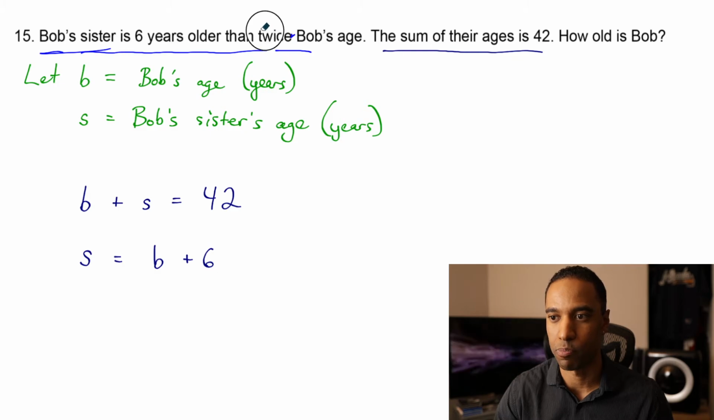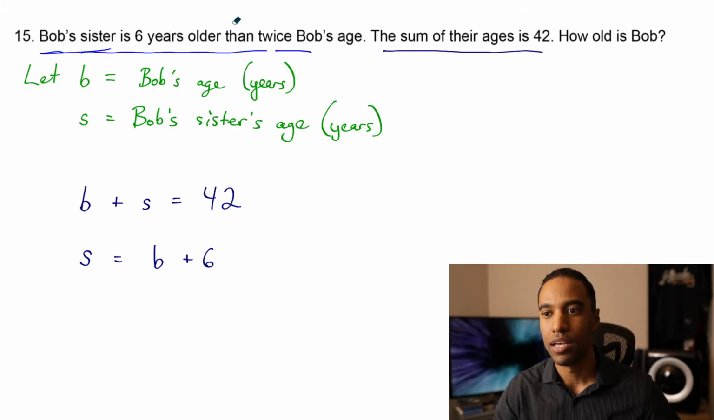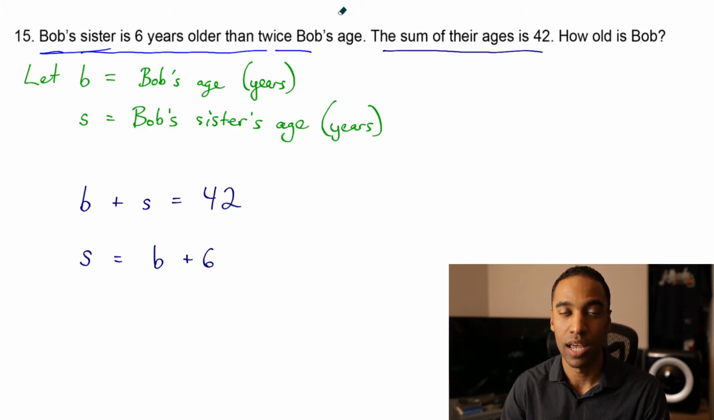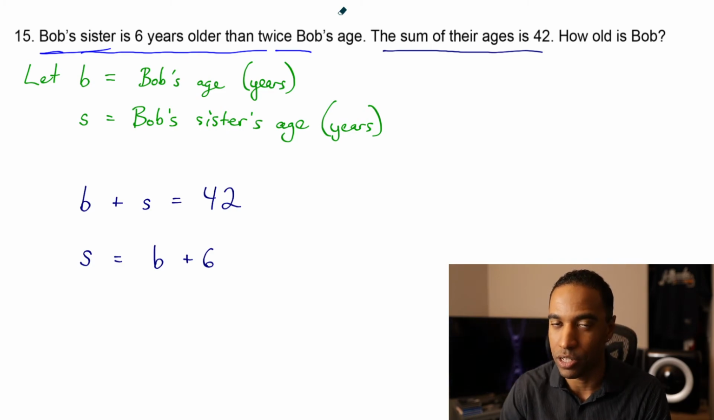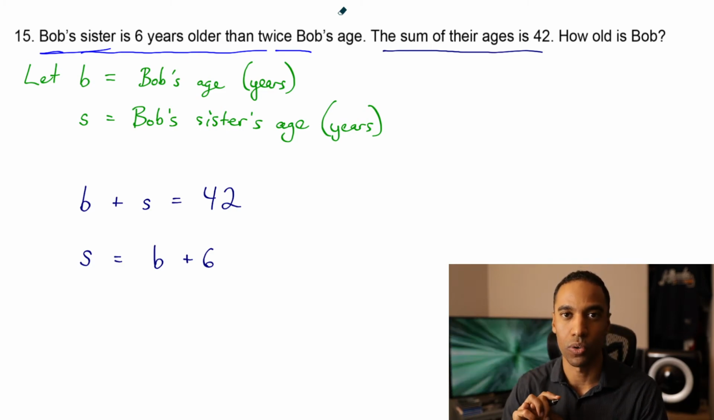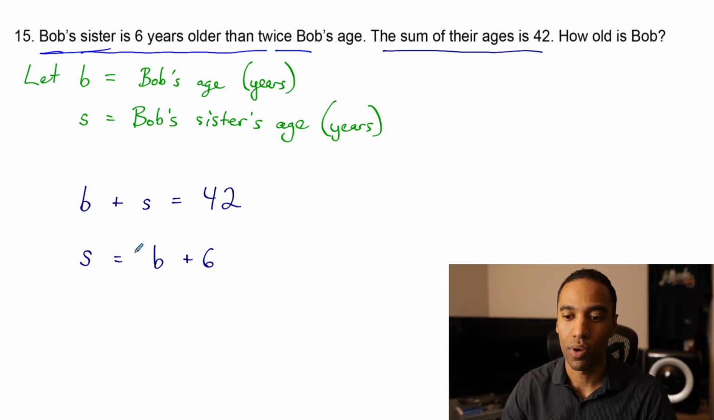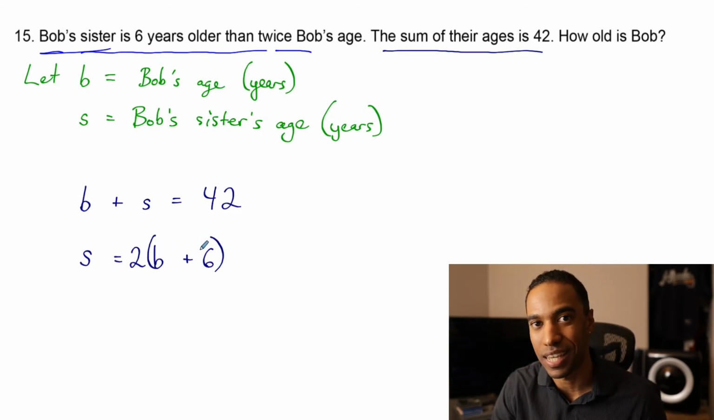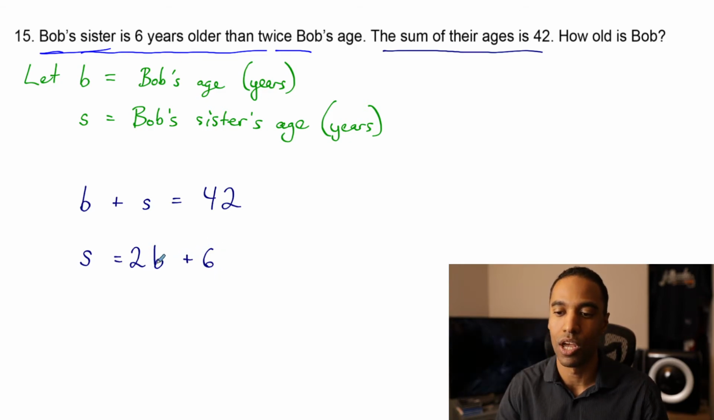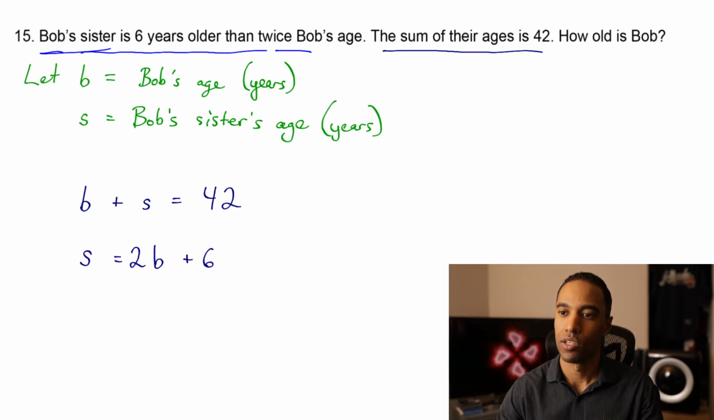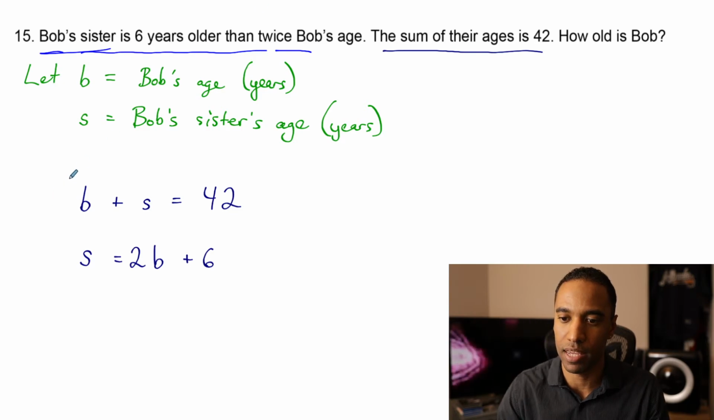All right, let's deal with this twice portion here, now that we have that part in. 6 years older than twice Bob's age. That's saying if you double Bob's age, then the sister's 6 years older than that number. So if we double Bob's age, we don't double the sum of Bob's age and 6 years. We don't put parentheses. We just double Bob's age there. So that's our system of equations for this guy right here, folks.